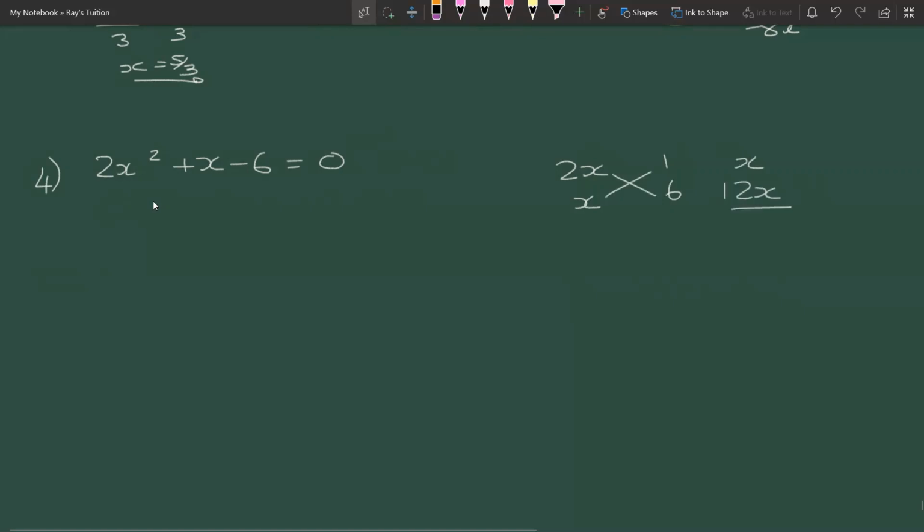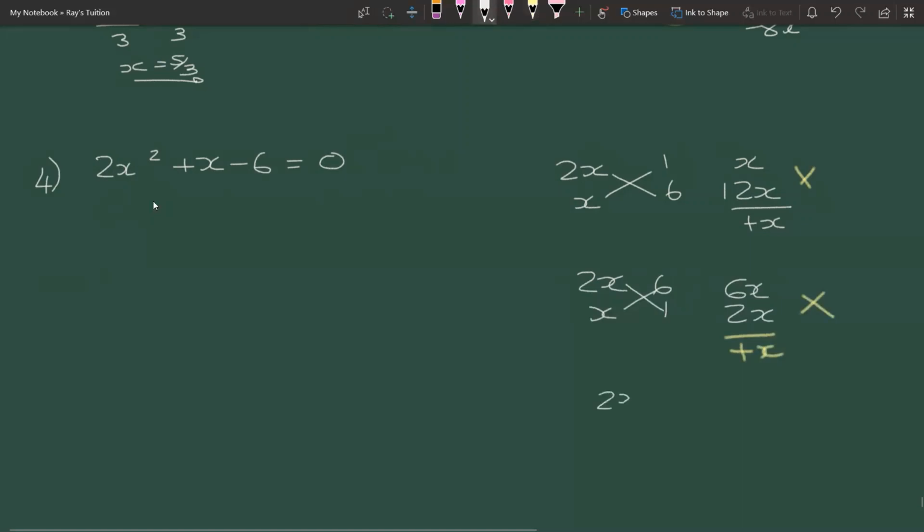Can 12x and x give us positive x? Well, the difference between them is way too big, so it won't. Let's try swapping it around. 2x and x and 6 and 1. Remember, don't swap both, only swap one. So then we get 2x and we get 6x. Can we get plus x from these two? No, the difference is still too big.